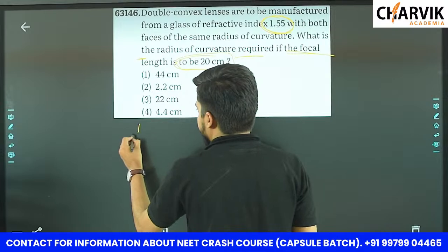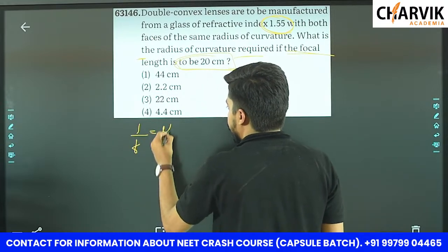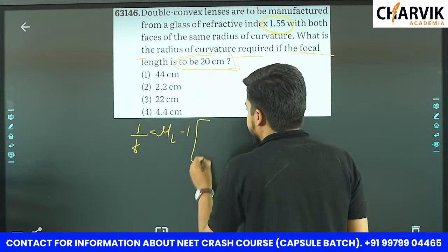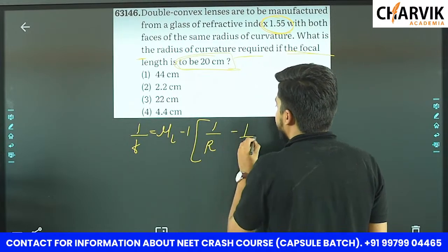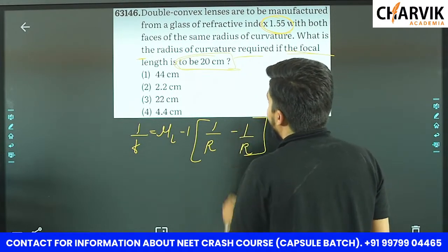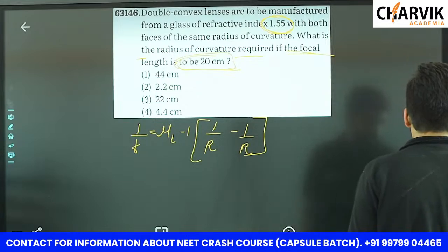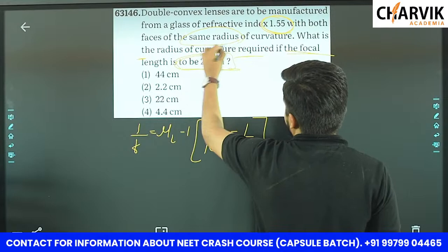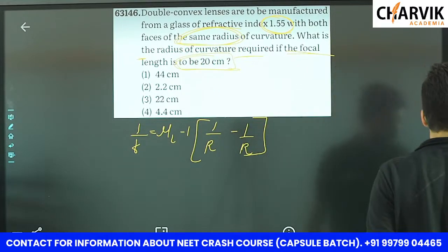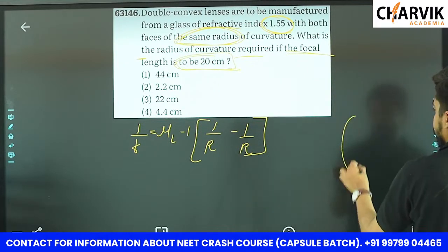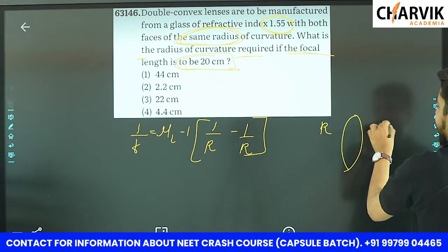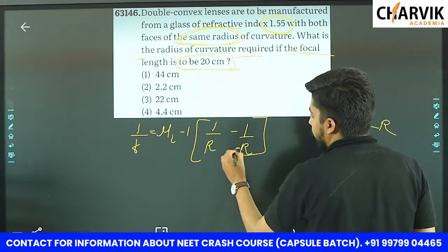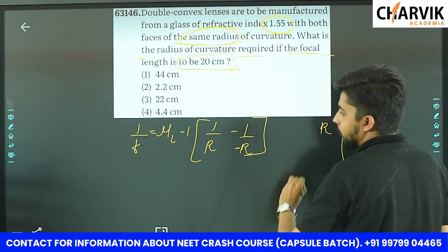The formula will be 1 upon f is equals to (mu L minus 1) into (1 upon R1 minus 1 upon R2). In case of 1 upon R1 minus 1 upon R2, they are saying that both have the same radius of curvature, and if both are the same radius of curvature, one should be taken as positive and one should be taken as negative. So here I need to apply one more negative, and this minus and minus will become positive.